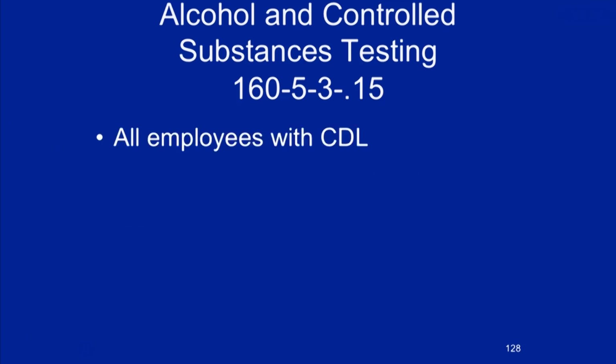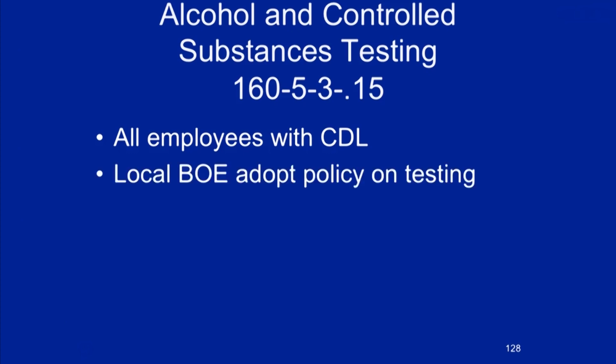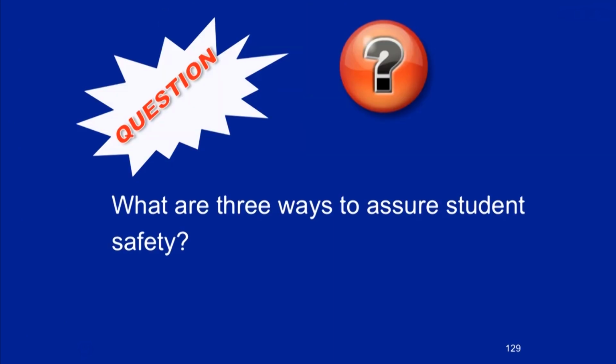Alcohol and controlled substance testing, again, federal law dictates this, but we have to have laws down at the state level. Local boards of education, etc., have to have these regulations in order to make sure that they're in compliance. So these are rules that have to be in writing, in essence, to make sure that we're in compliance to the federal law. Okay, so all employees with a commercial driver's license are subject to alcohol and controlled substance testing. The local board of education has to adopt a policy on the testing.